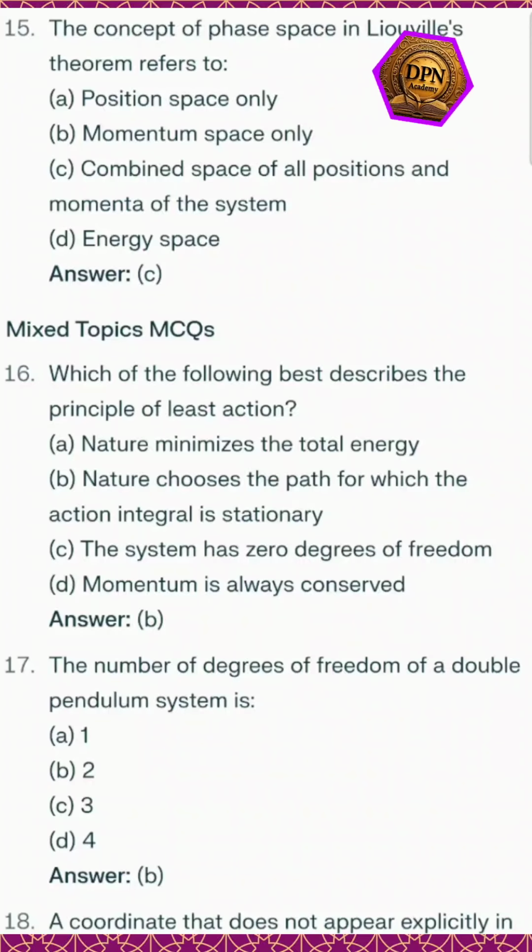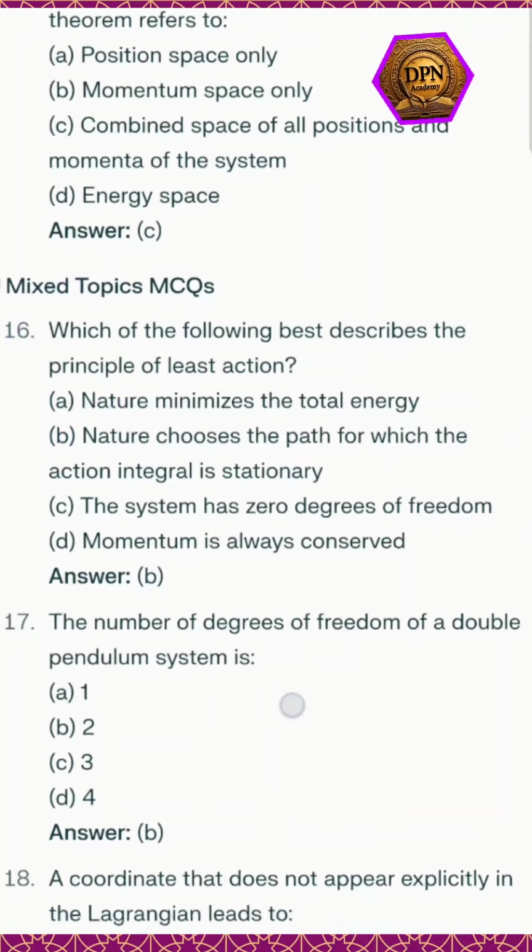Question number 16. Which of the following best describes the principle of least action? The correct option B. Nature chooses the path for which the action is stationary.